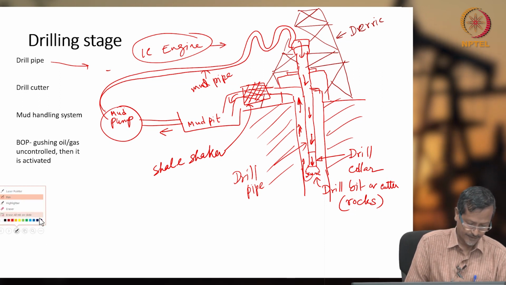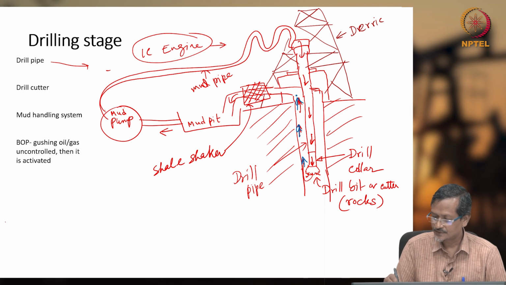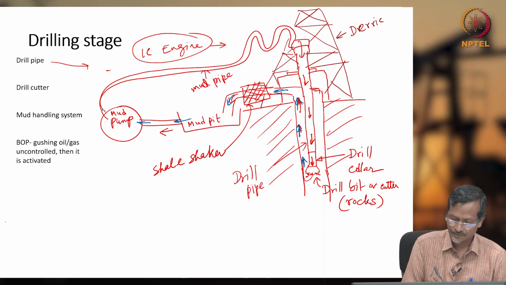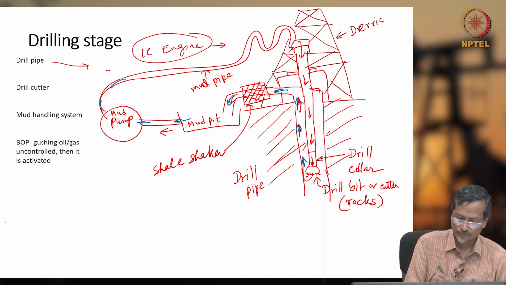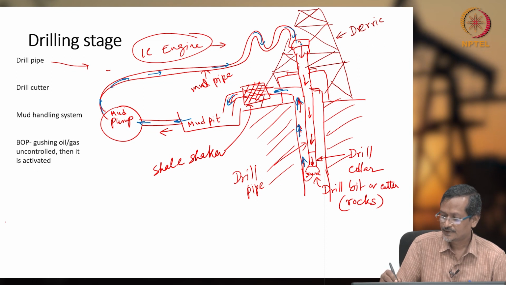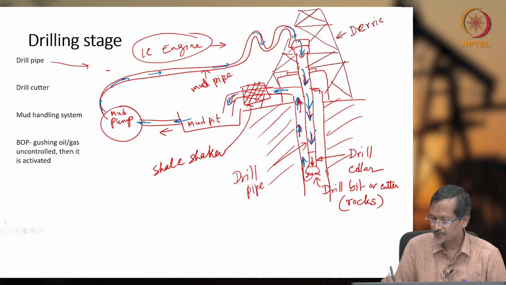I'll use a different color, that will look better. So it will go like this, it will go like this, then it will go like this, and again. So this is the mud flow loop, okay.